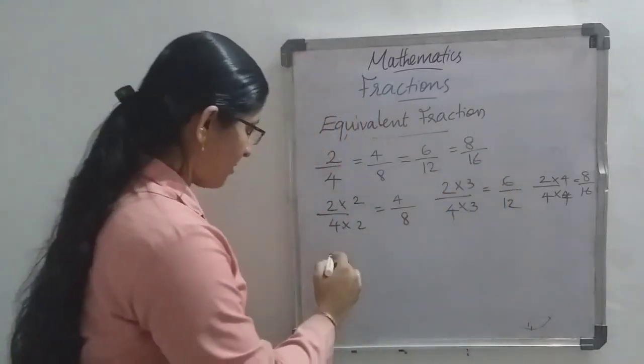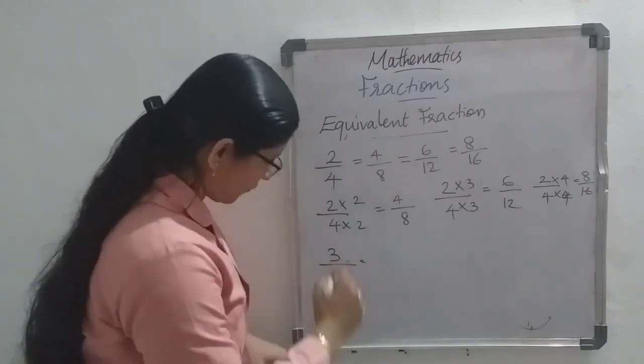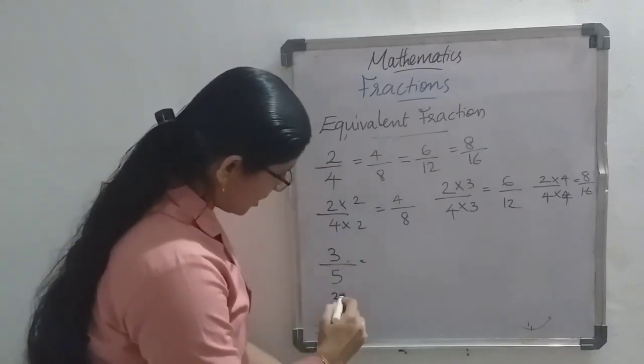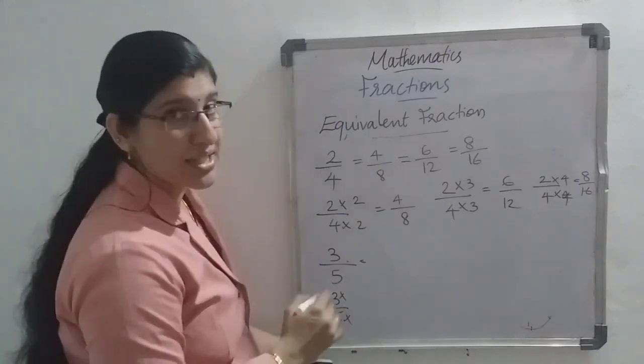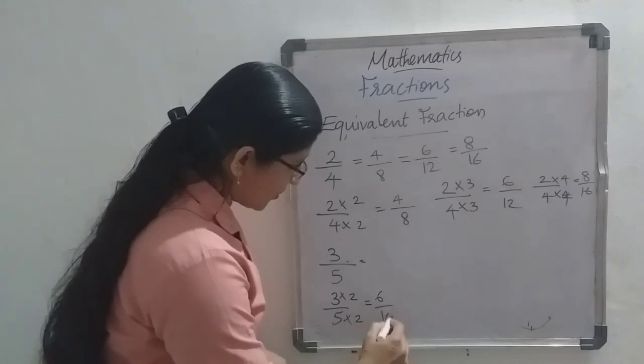Clear? One more example I will show you. If it is 3 by 5, how will you find out the equivalent fractions of 3 by 5? So we can multiply the numerator and denominator with the same number. I am multiplying with 2 first. 3 2s are 6, 5 2s are 10.